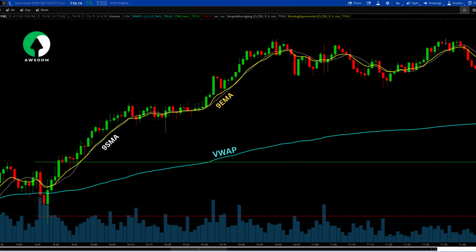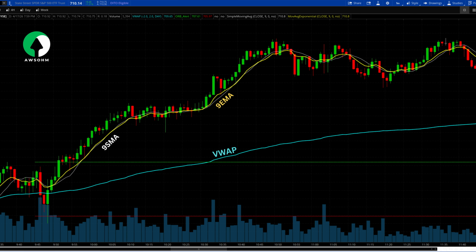50 SMA represents intermediate trend. Breaks above or below often signal stronger directional moves. 200 SMA, major institutional level. Many algorithms react here. Breaks can trigger large trend shifts.